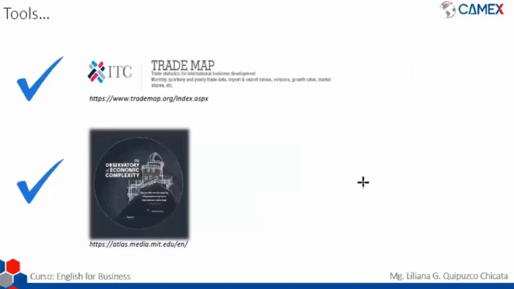And now we're going to see some tools. In this case, I'm going to share my webpage with you so we can check how to check for some products. So give me 1 second. We're going to see Trade Map, and we're going to see the Observatory of Economic Complexity.